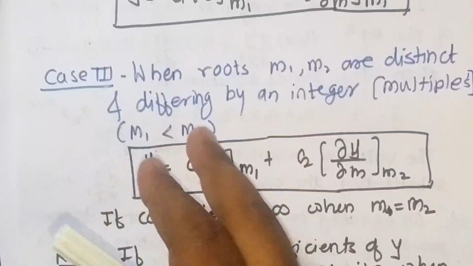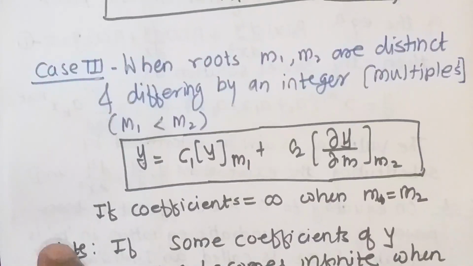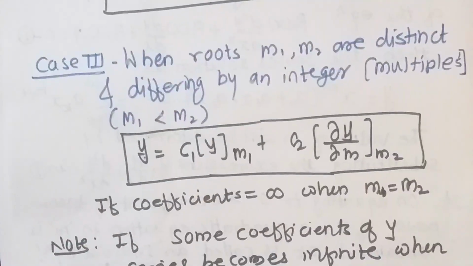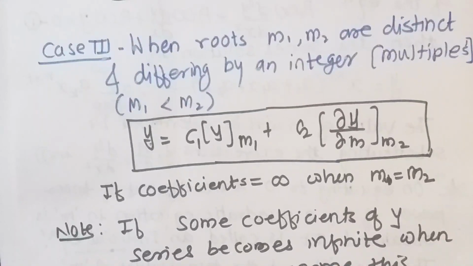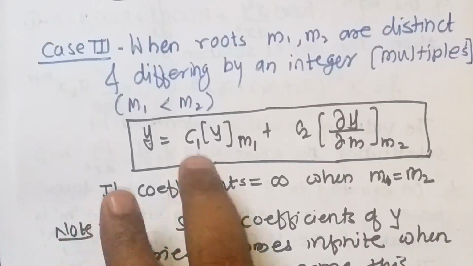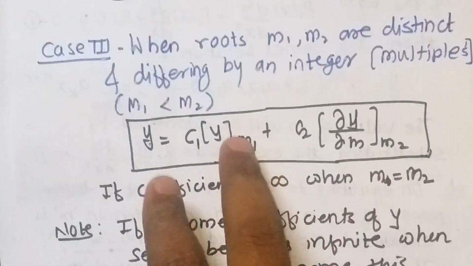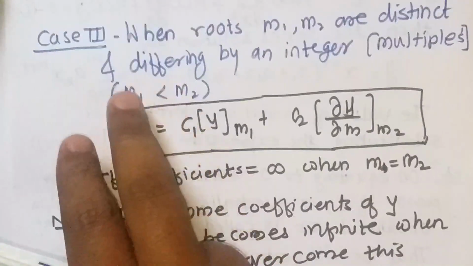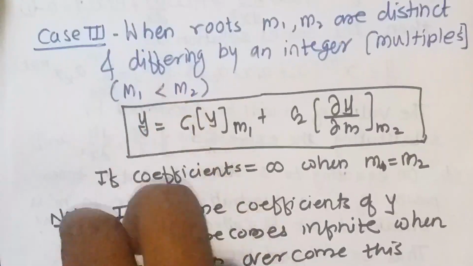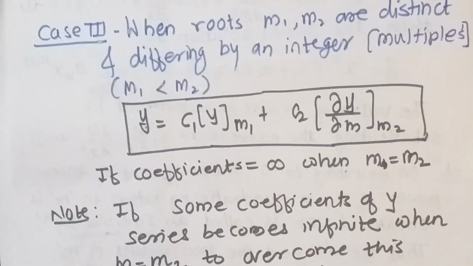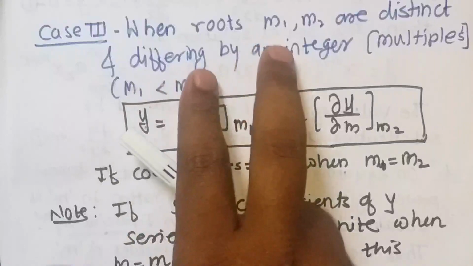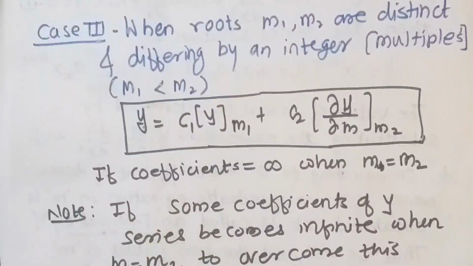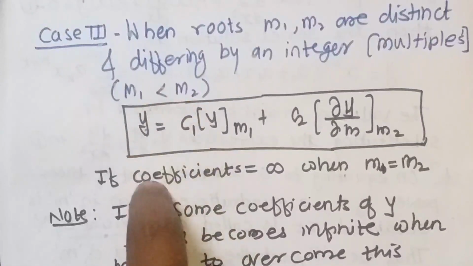Again, there are sub cases for this case, but out of that only one case we are going to take in our syllabus. Okay, only one case we have taken in our syllabus, only that you need to understand. Here I have denoted m1 as less than m2. Two distinct values will be obtained. Definitely one will be less than the other, that I have taken as m1 less than m2.